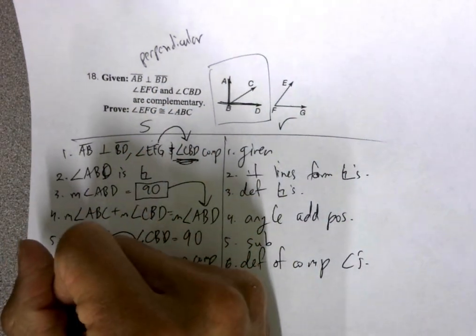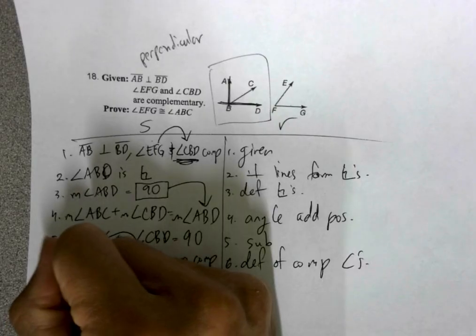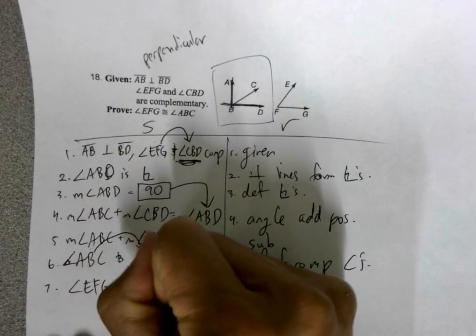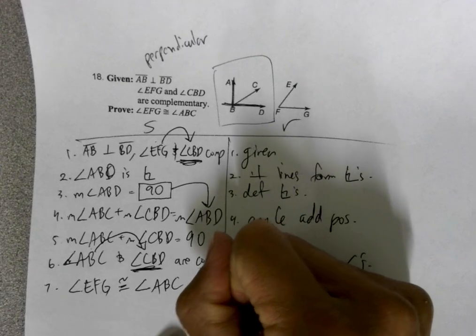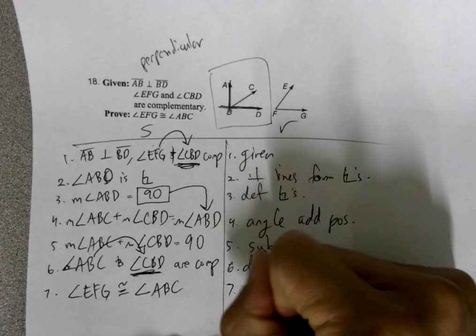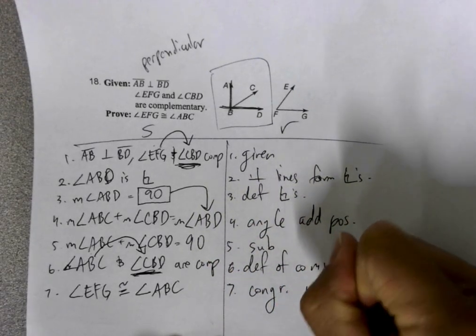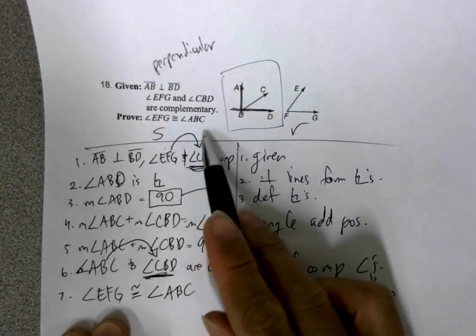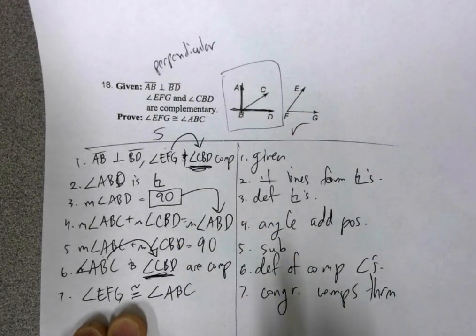So I'm going to go down here and say angle EFG is congruent to angle ABC. And my reason is the congruent complements theorem. And that is our proof statement. And we're done.